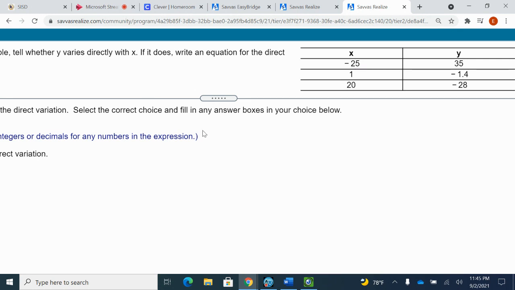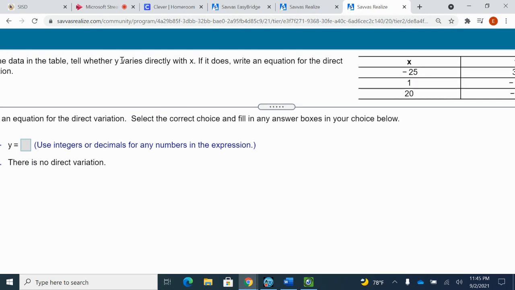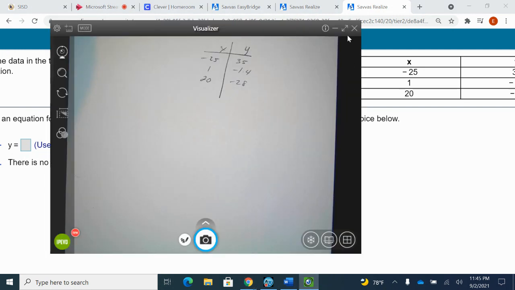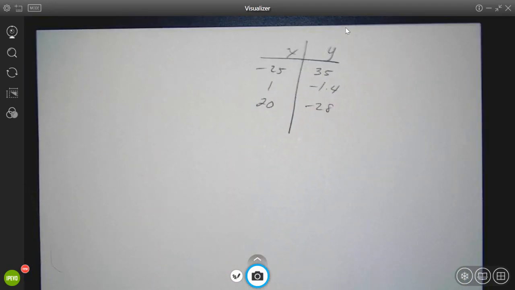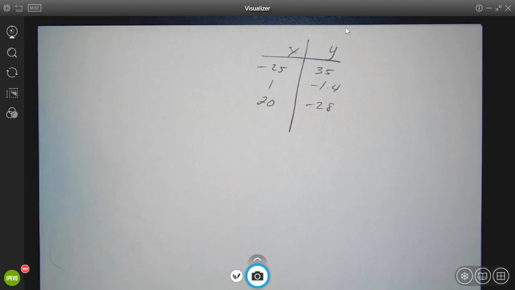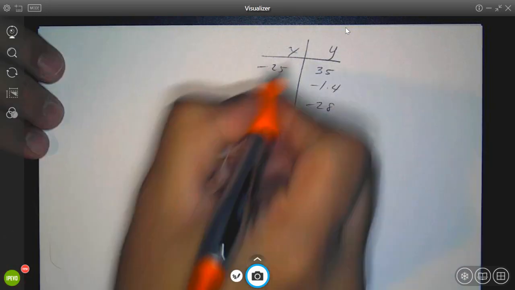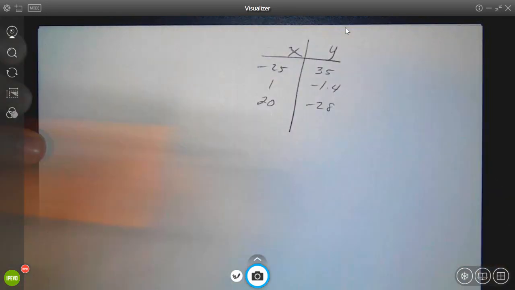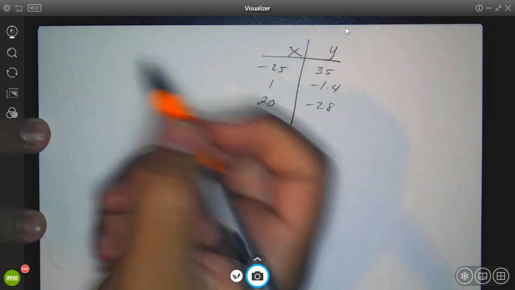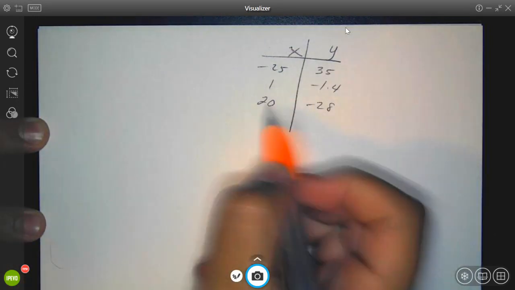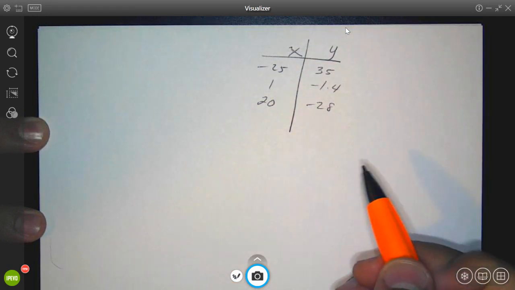Now, how do we know we have a direct variation, right? The keyword here is tell us whether y varies directly with x. Well, if you saw the notes, a way to tell when we have a direct variation is if our points themselves have a common ratio. Now, don't get it confused with slope, right? Although you will find out that this is similar to slope, but a way to find out is that the ratio between all the x and y coordinates are the same.